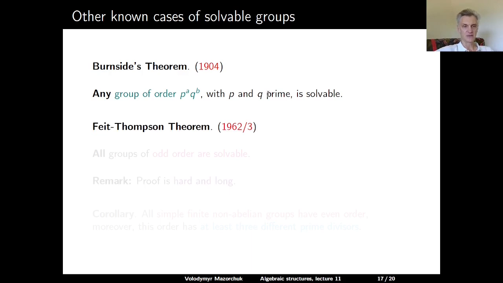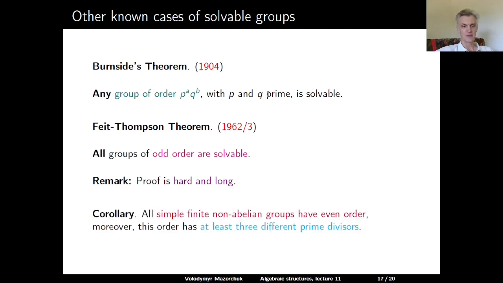And here is a very famous result, which is called the Feit-Thompson theorem from 1962-63. All groups of odd order are solvable. So this is a really fundamental and very difficult foundational result in the theory of finite groups. One corollary of these two statements is that all simple finite non-abelian groups have even order. Moreover, this order has at least three different prime divisors. So in some sense, solvable groups are the opposites of the simple groups.